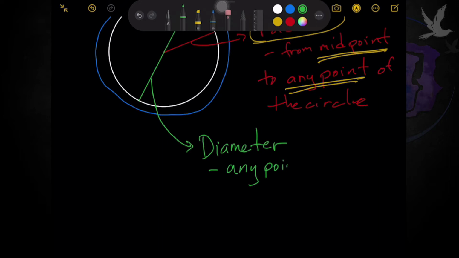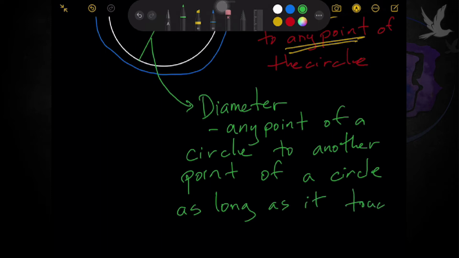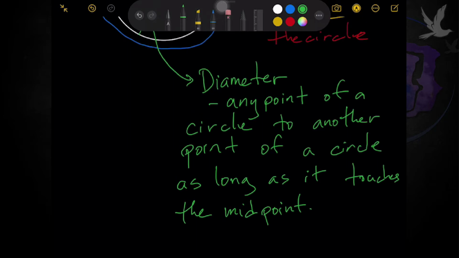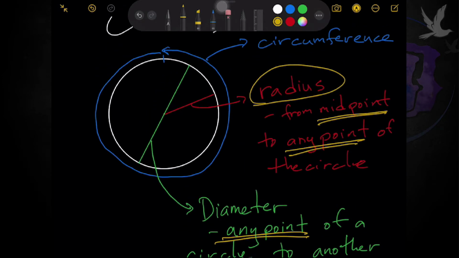Any point of a circle to another point of a circle as long as it touches the midpoint. Ayaw ko gawin yung definition parang masyadong formal kasi I want it understandable lang. Okay? Any point of a circle to another point of a circle as long as it touches the midpoint. Okay? As you can see, tingnan nyo, that green line basically touches the midpoint natin which is here.